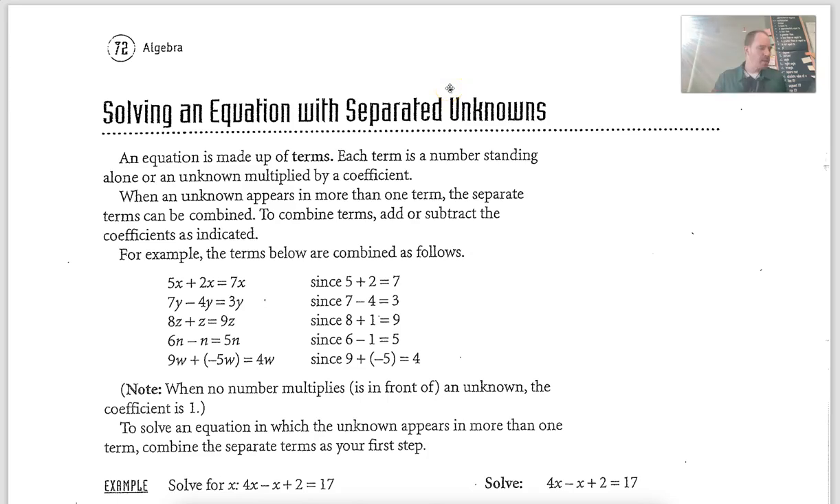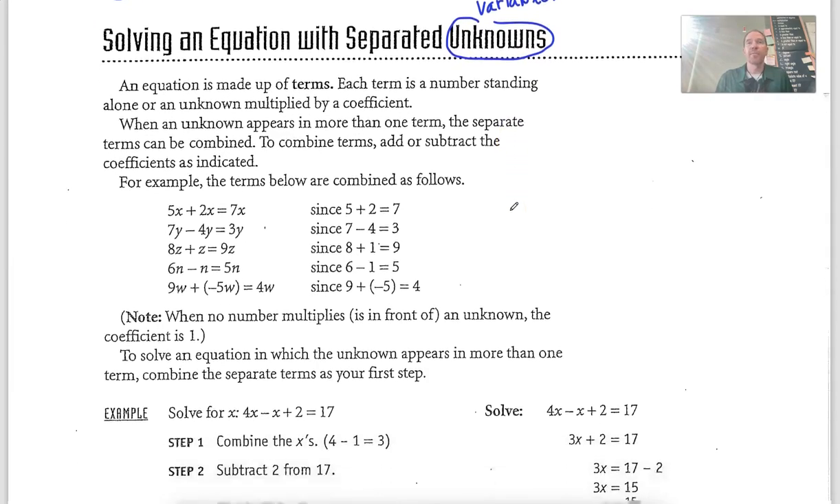So they call this solving an equation with separated unknowns. The unknowns, by the way, would be your variables. So we're on page 72 if you're following along in your packet. When they say separated unknowns, the unknowns would be the variables, what we don't know. X is very common, or A or whatever. Those are the things we don't know. We don't know the value of the variables, but in this case, we want to know. We don't know, but we do care.